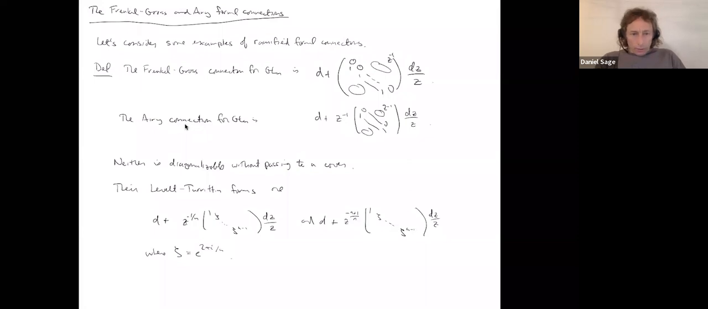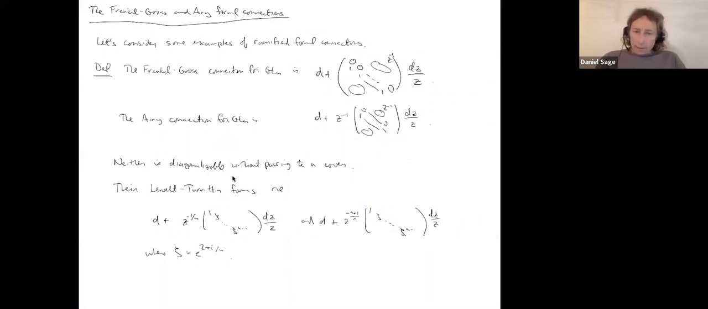For those of you who are wondering, why is this called the Airy connection? Well, if you write down the 2x2 case and then take that matrix equation and write it as a second order differential equation, well, lo and behold, the Airy differential equation pops out. The Frankel-Gross connection, again, if you look at the 2x2 case, can be viewed as a modified version of a Bessel's equation. So these are actually coming from standard elementary differential equations.